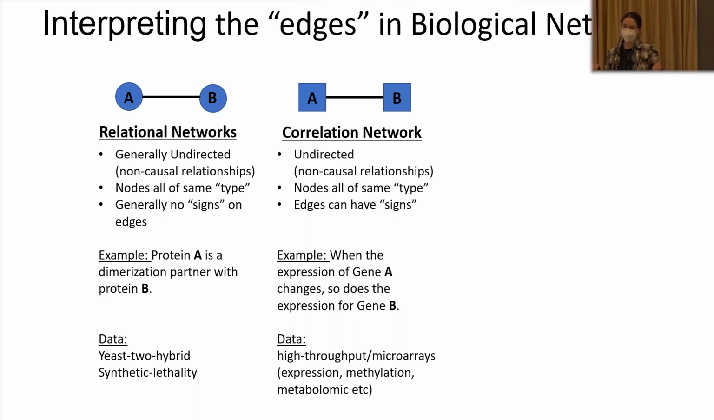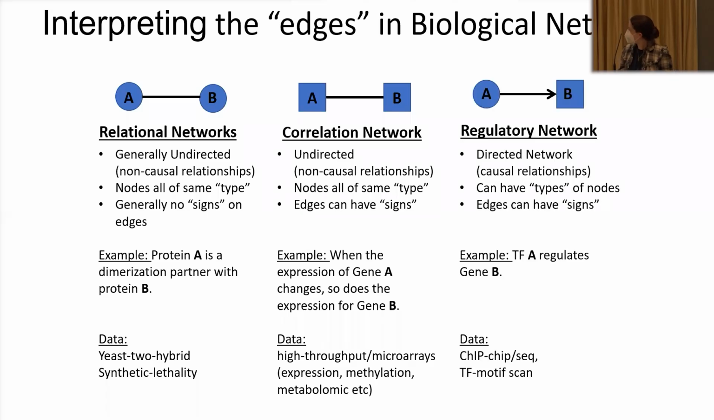Two things go up and down together, but you can have signs in this, right? They could be negatively or positively correlated. And then finally, the third type that I like to group things into is what I call a regulatory network, where you have things that are directed. A causes B to do something. This can have signs, although these are typically hard to infer in practice, but something could upregulate or downregulate a target gene.